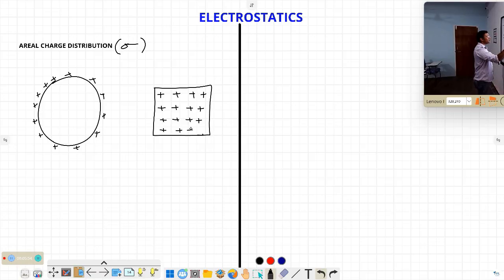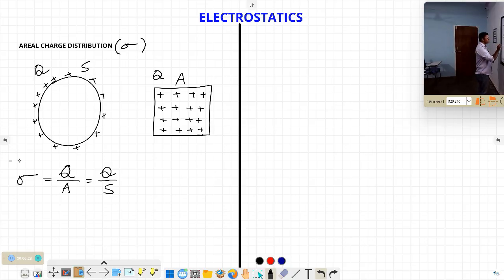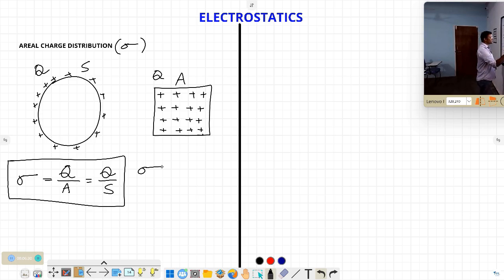This areal charge distribution is indicated with the letter sigma. A is the area, or S is the surface area. In this case, I can write sigma, the areal charge distribution, is equal to Q by A. If the total charge of the body is Q in both cases, the charge accumulated per unit area is called areal charge distribution. Also, in the case of a hollow sphere we use surface area, because sometimes the body may not have area, it may have surface area. In that case you can use this formula. The units of sigma: charge is measured in coulombs, and area in meter square, so the unit is coulomb meter minus 2.